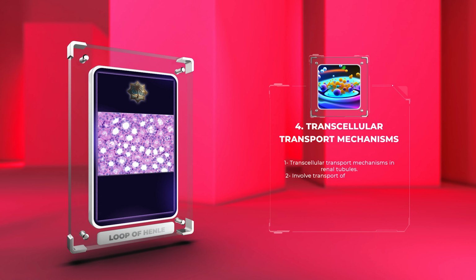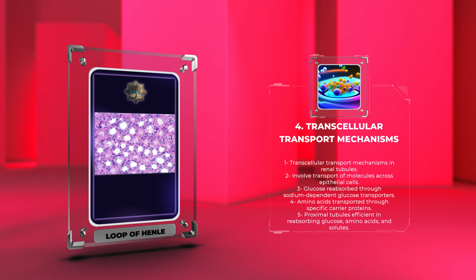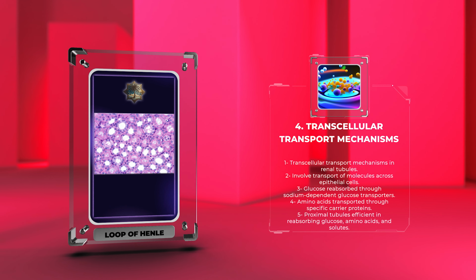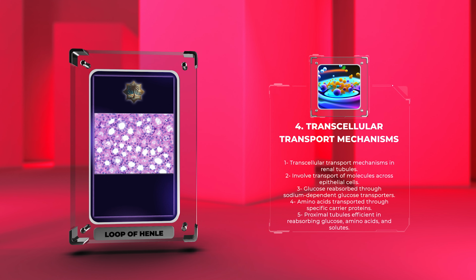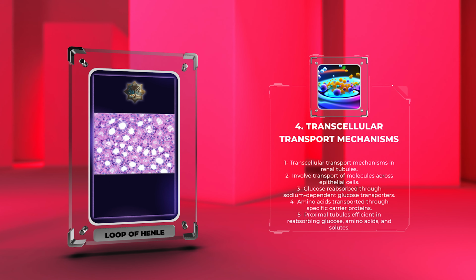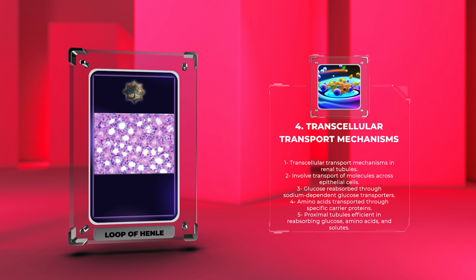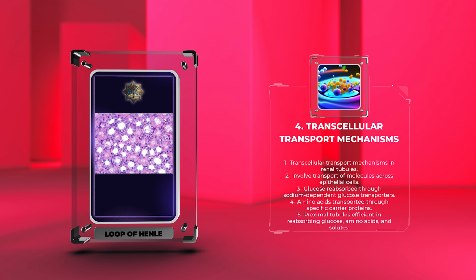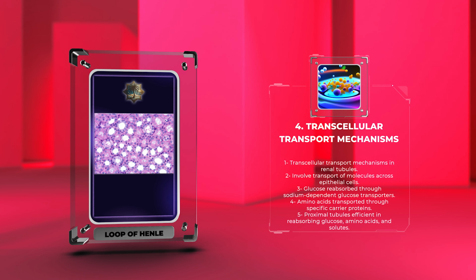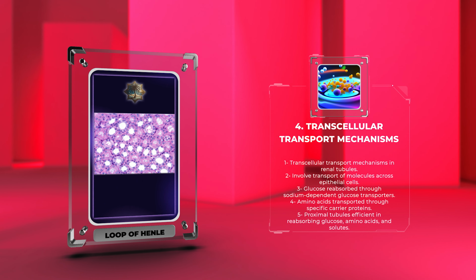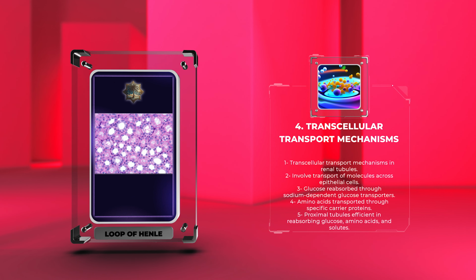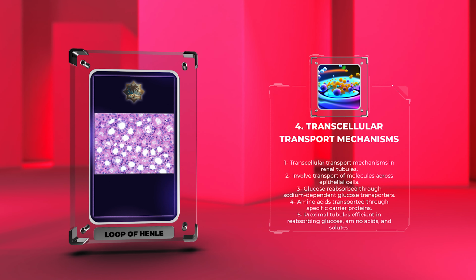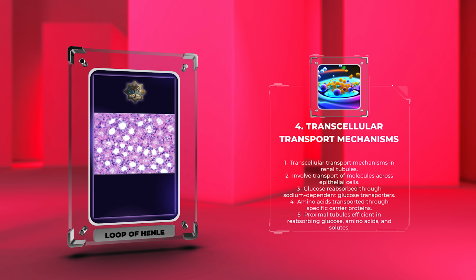In the renal tubules, transcellular transport mechanisms play a significant role in the reabsorption of various substances. These mechanisms involve the transport of molecules across the epithelial cells lining the tubules. For example, glucose is reabsorbed through sodium-dependent glucose transporters, while amino acids are transported through specific carrier proteins. Proximal tubules are particularly efficient in reabsorbing most of the filtered load of glucose, amino acids, and other solutes. Active and passive transport mechanisms within the tubular cells ensure the selective reabsorption of essential substances while allowing for waste excretion.